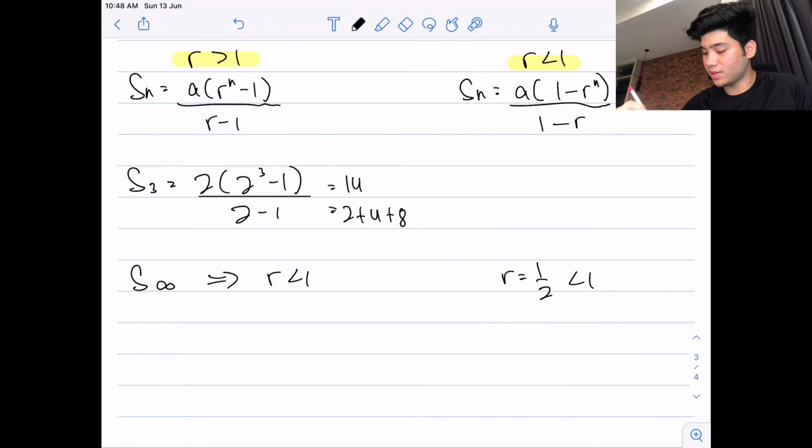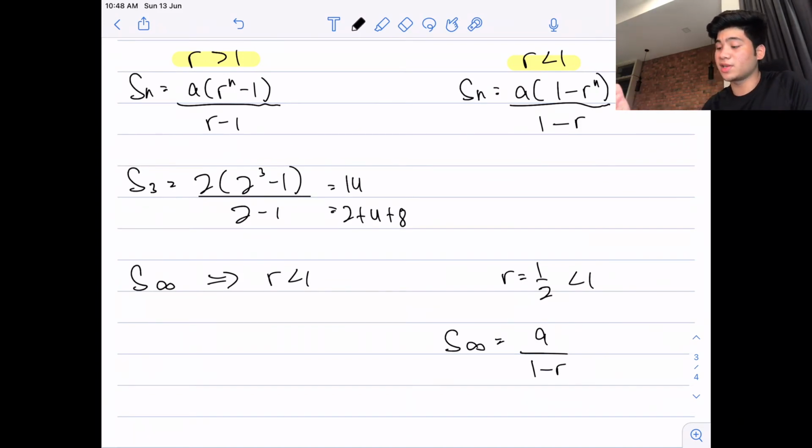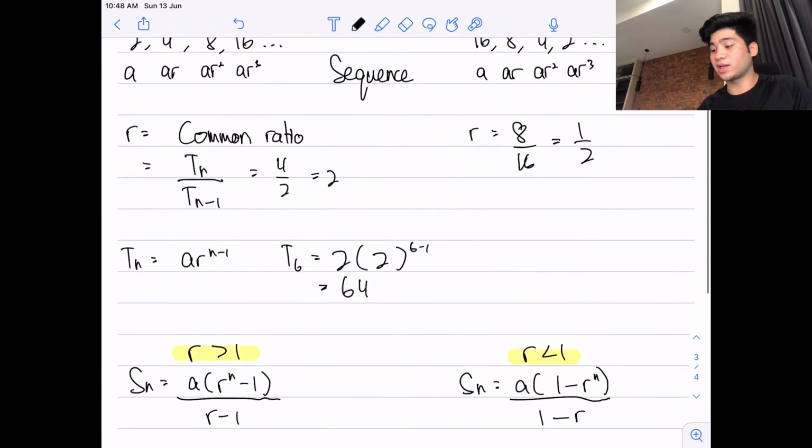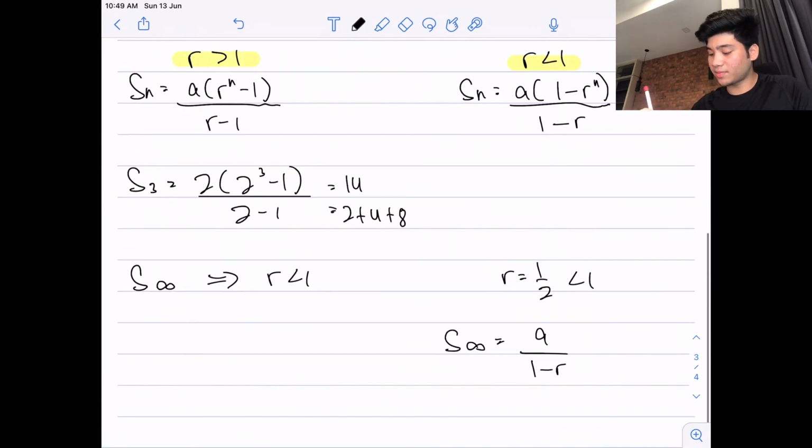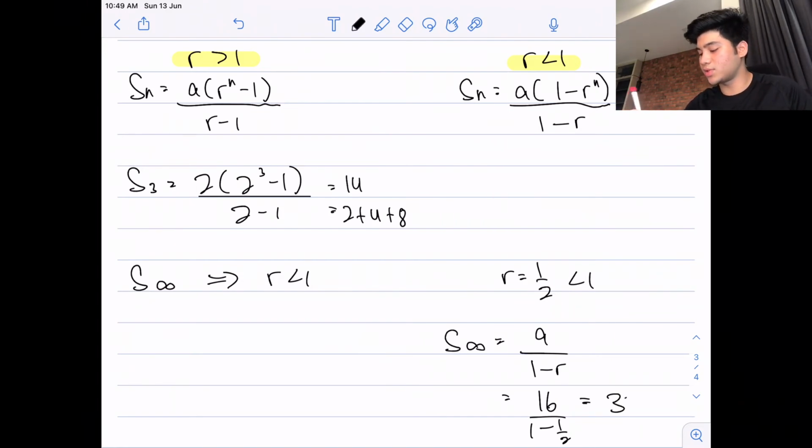So basically, sum of infinity equals a over 1 minus r. This is much easier. Same concept as the sum of a certain number of terms, for when r is less than 1. 1 has to be in front of r. So let's say the sum of infinity for our second equation here would be the same thing as 16 over 1 minus 1 over 2. So 1 minus 1 over 2 is 1 over 2, which is the same thing as 16 times 2, 32.